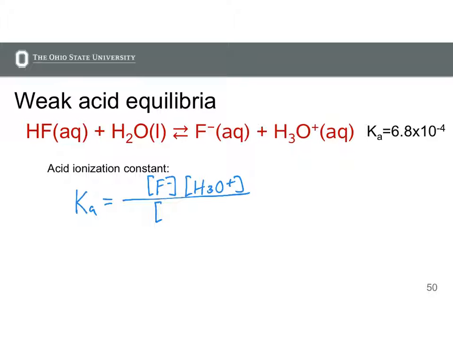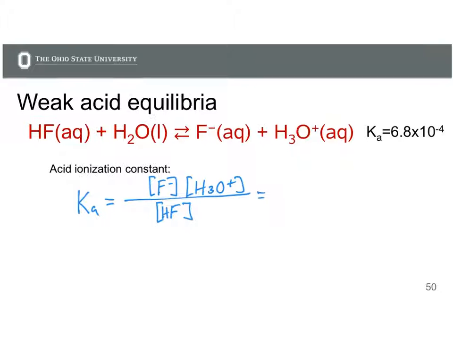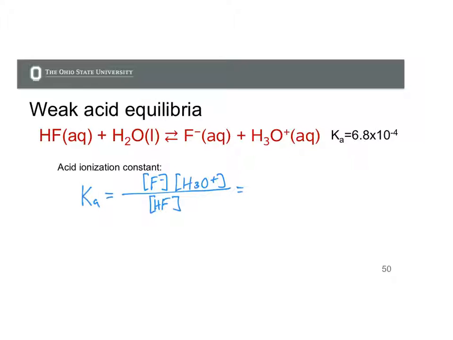And in this case, the only reactant that's going to matter will be the weak acid. Water will not play a role, it's a liquid. So in this case, Ka is equal to the concentration of F minus times H3O plus divided by HF. And we'll find that all of our weak acids are going to have a Ka value. This one is 6.8 times 10 to the minus 4.